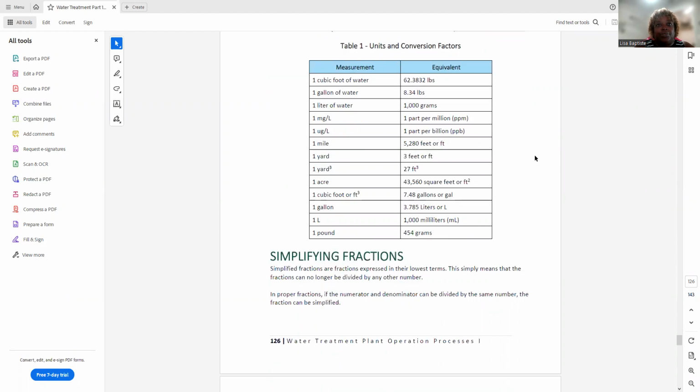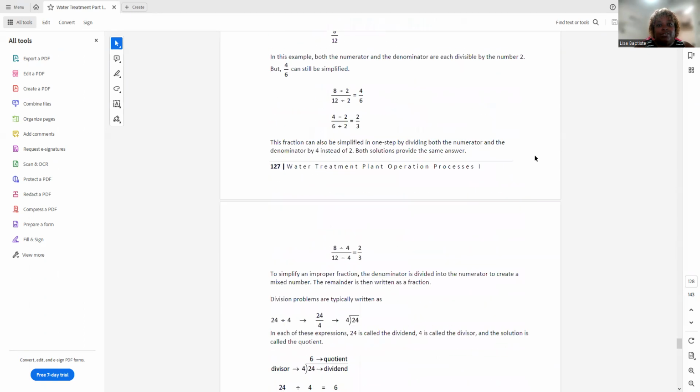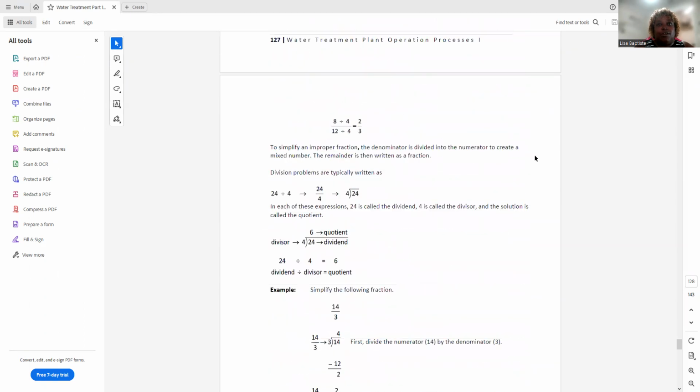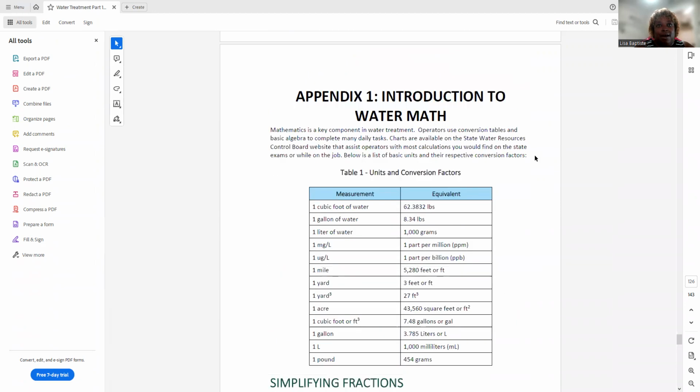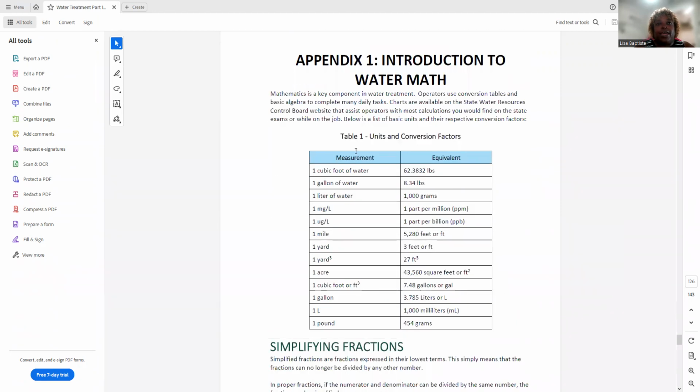I want to go through this briefly with you to help you understand a few things that you'll be going over in this class, mathematical wise. The first thing I want to show you is Table 1, which is units and conversion factors. This is very important that you understand, because a lot of these conversions and equivalents you will need to understand in order to do the math calculations as well as answer some of the questions starting on your second quiz, the week two quiz.